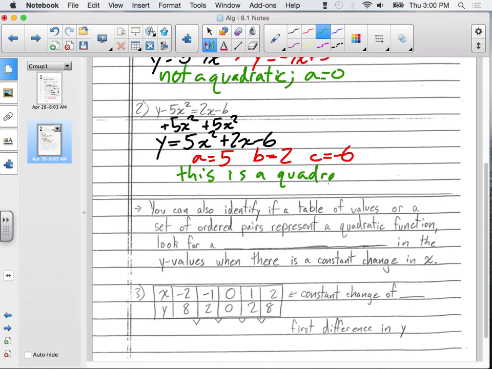I think that's what this is. This is quadratic.